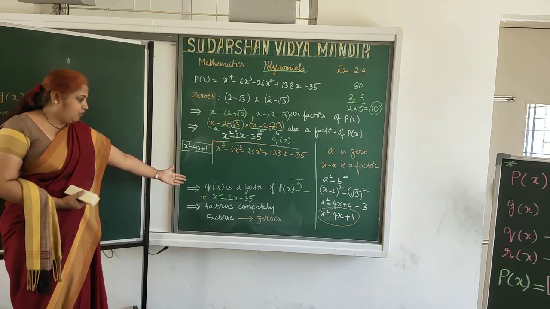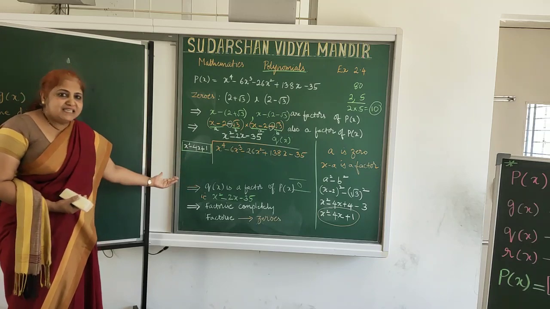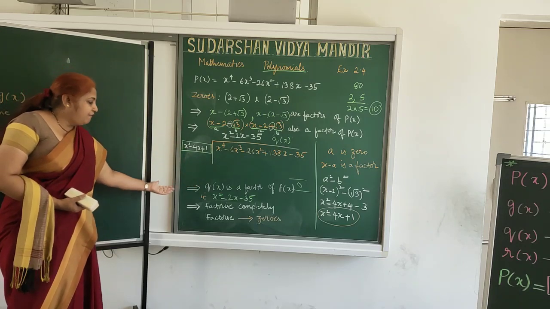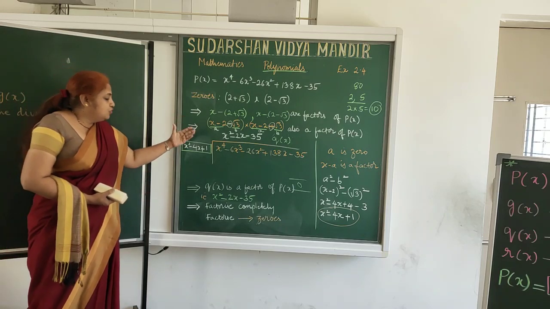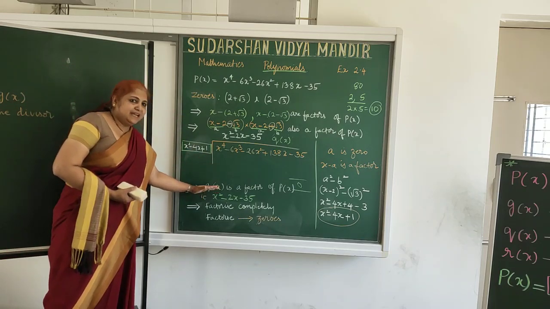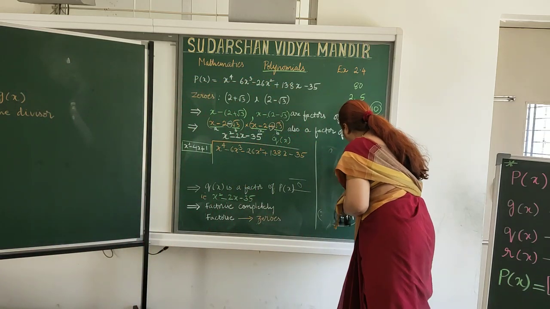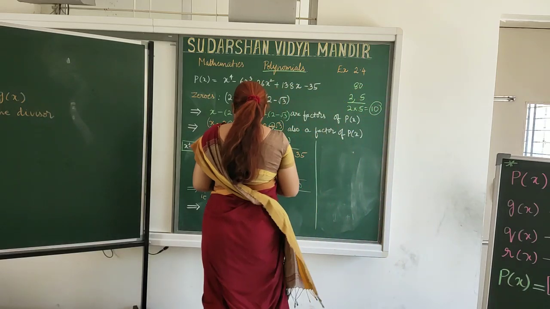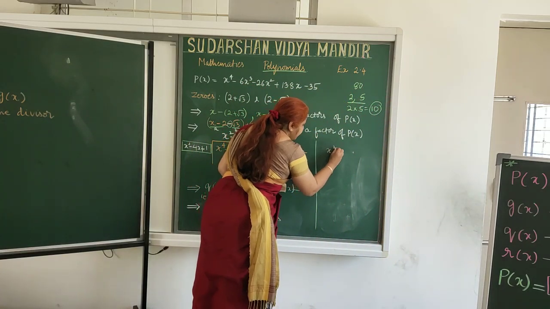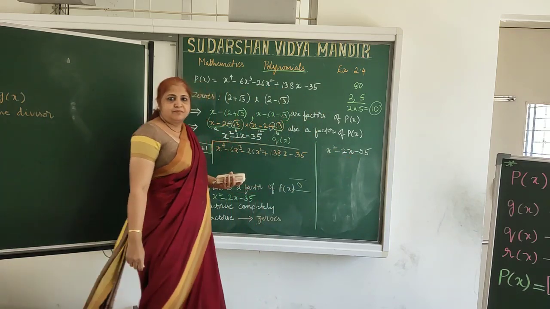Now if you observe the quotient x squared minus 2x minus 35, this is a polynomial that can be further factorized. You can use the splitting the middle term method and factorize this particular expression. Let us see how that can be factorized. X squared minus 2x minus 35.